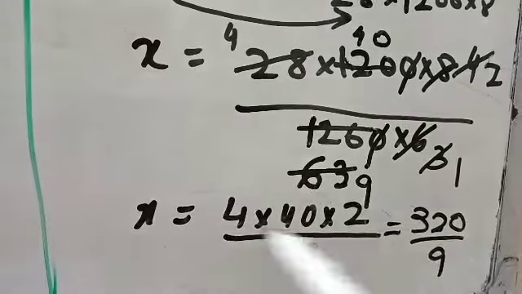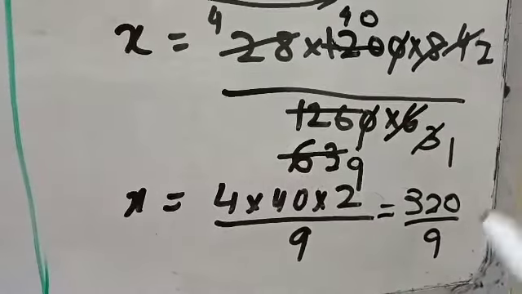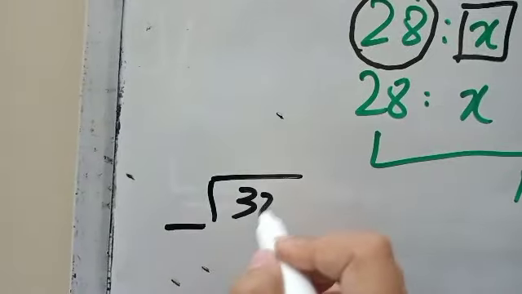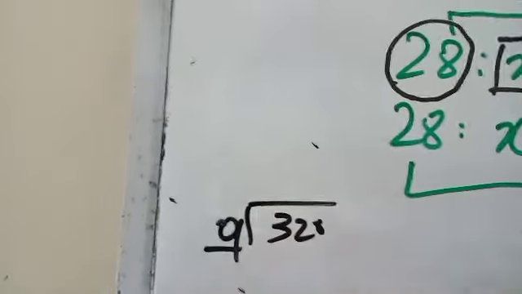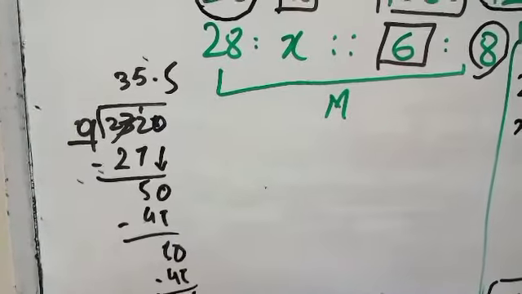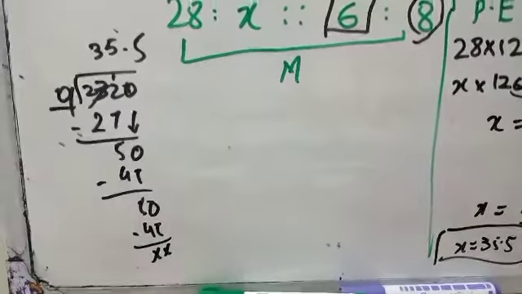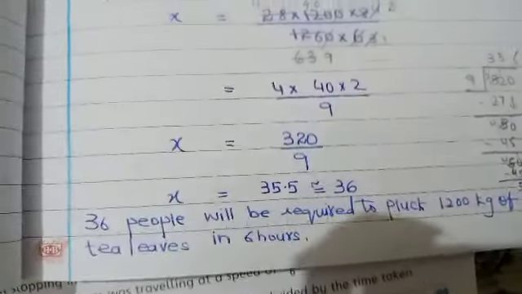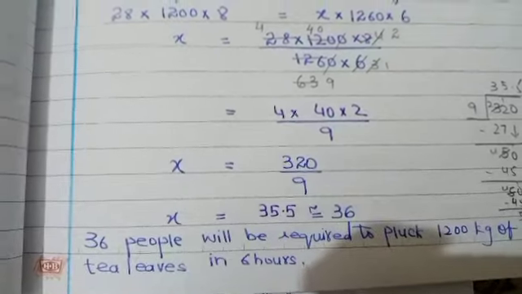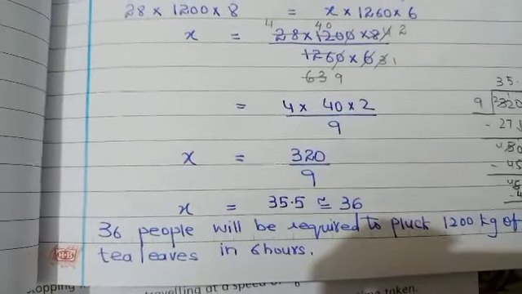You will use rough work column to show me all the rough work, okay? 320 upon 9. Then you will divide 320 in your rough work column and see what you get. After dividing in rough work column, you will get 35.5. So x is equals to 35.5 is your answer. Now you will write down the main statement. You will write down the statement in this manner. You will write a round off. 35.5 can be round off to 36.